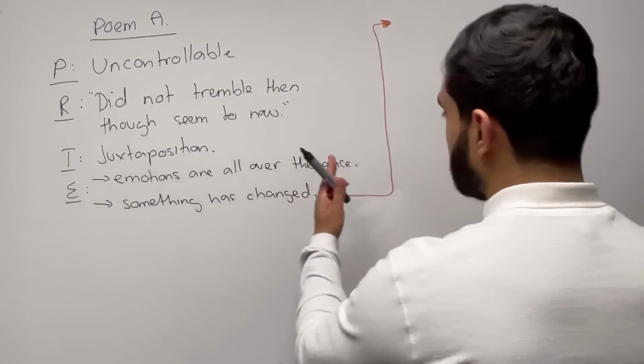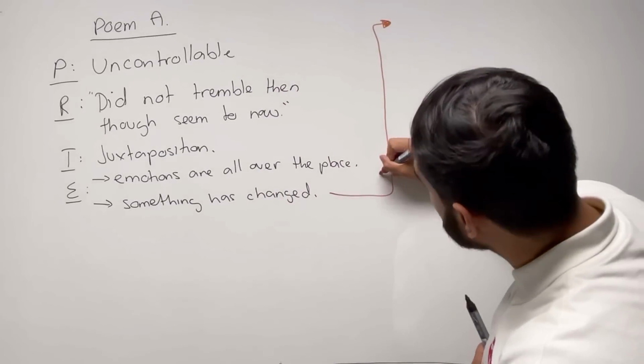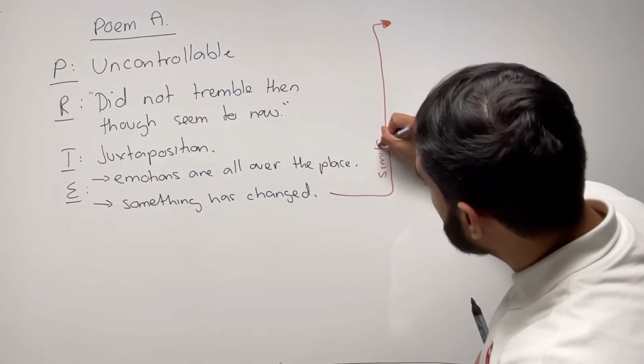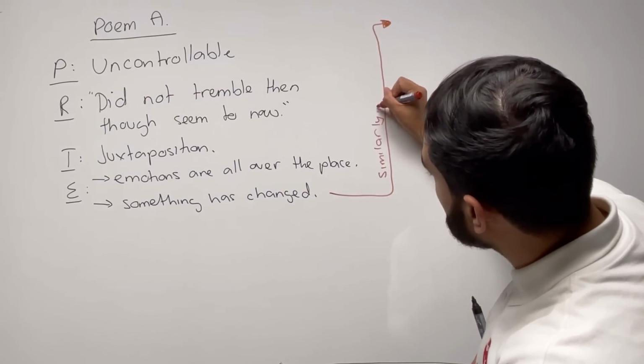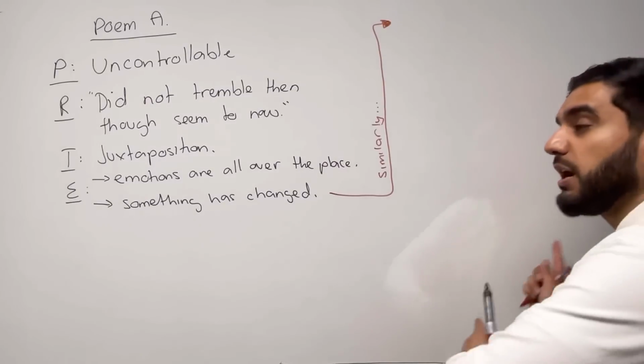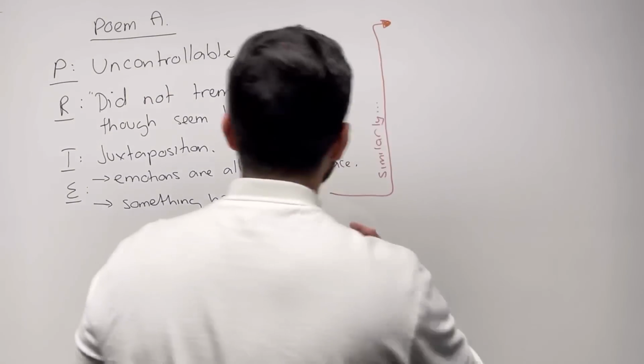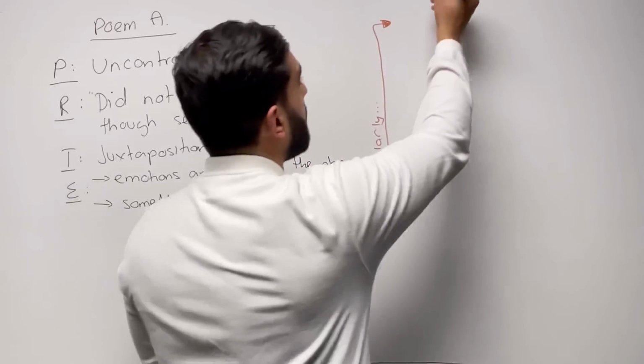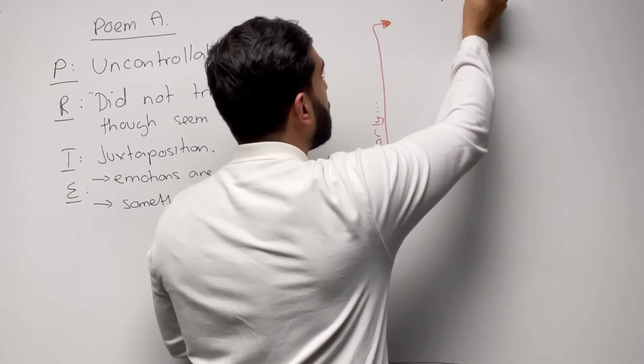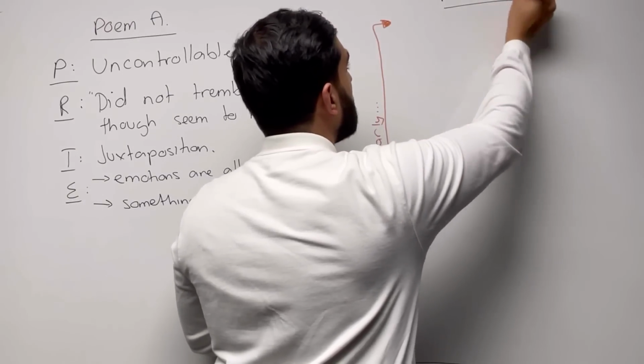Now to connect these 2 points, we might say similarly. Now this only works because we're going to come back, we're going to bounce it again. Just hold tight for a second. Now we do the exact same thing for poem B. Now poem B, guys, was what? Poem B was the poem Remains.